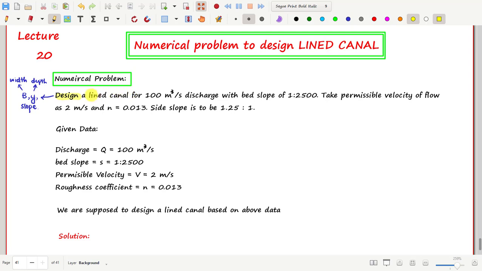We need to design a lined canal, and the discharge of that canal is going to be 100 meter cube per second, and then bed slope is given to us 1:2500, and permissible velocity is given to us. The permissible velocity is 2 meter per second. Okay, and what else? We are given the value of n. What is n? As we have discussed, n is the roughness coefficient, or we call it Manning's coefficient, and then side slope is given to us 1.25.